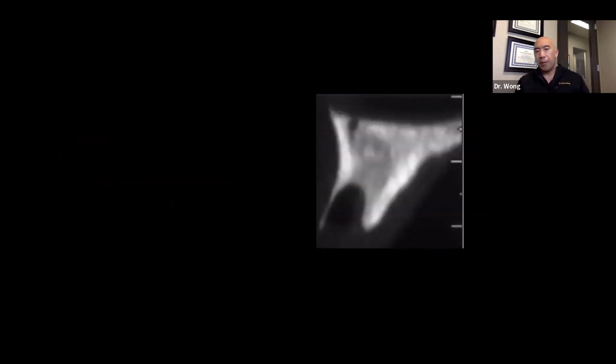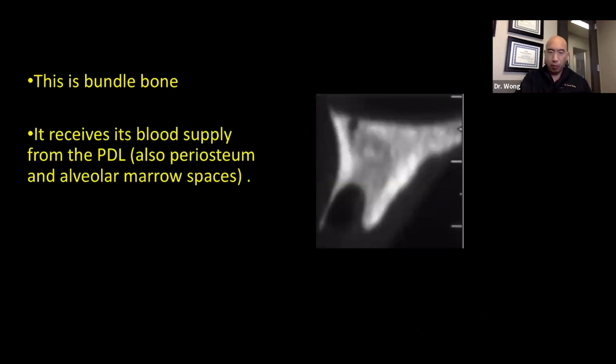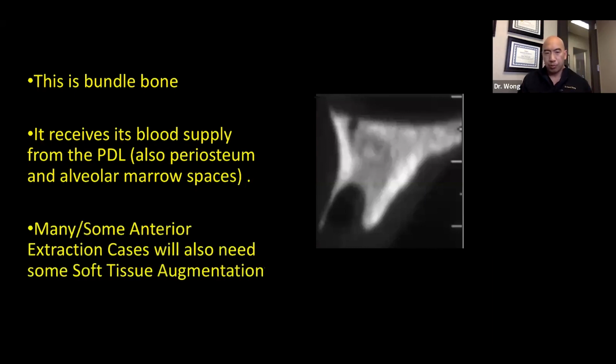So going back to the fate of the buccal wall here, specifically that thin piece of bone that you see on the labial aspect, that's what we call bundle bone. It's really delicate and it receives its blood supply from the PDL, the periosteum, and the alveolar marrow spaces, which is very, very thin to non-existent. So once that tooth is gone, this piece of bone is going to want to resorb.